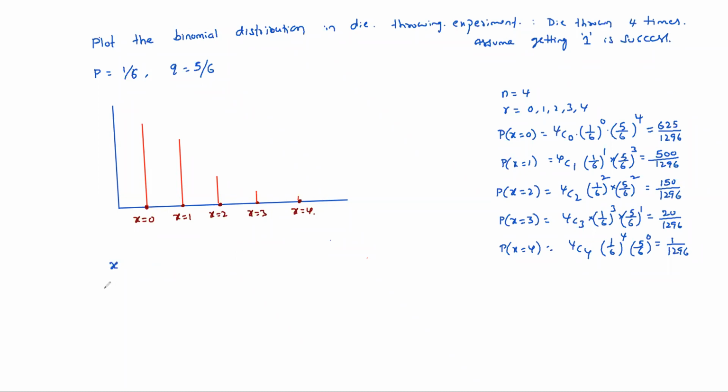So x value, probability of x value. Here x is 0, 1, 2, 3, 4. Probability of x, how much here? For x is 0, 625 by 1296. Then 500 by 1296. Then 150 by 1296. Then 20 by 1296. Then 1 by 1296.